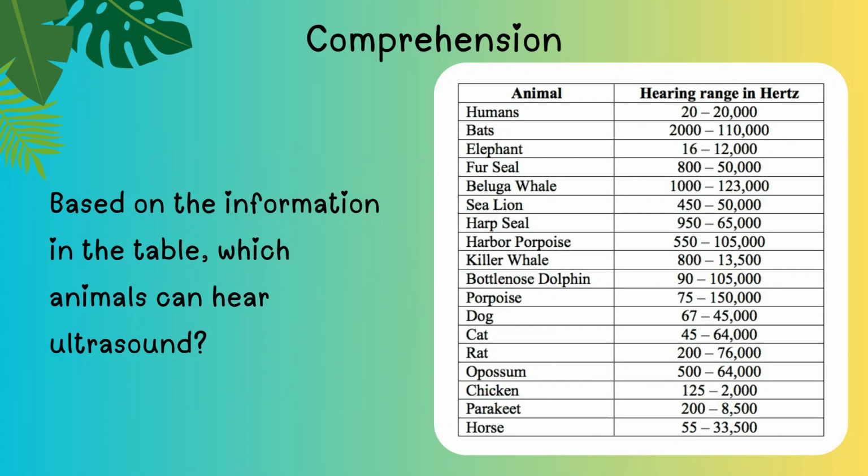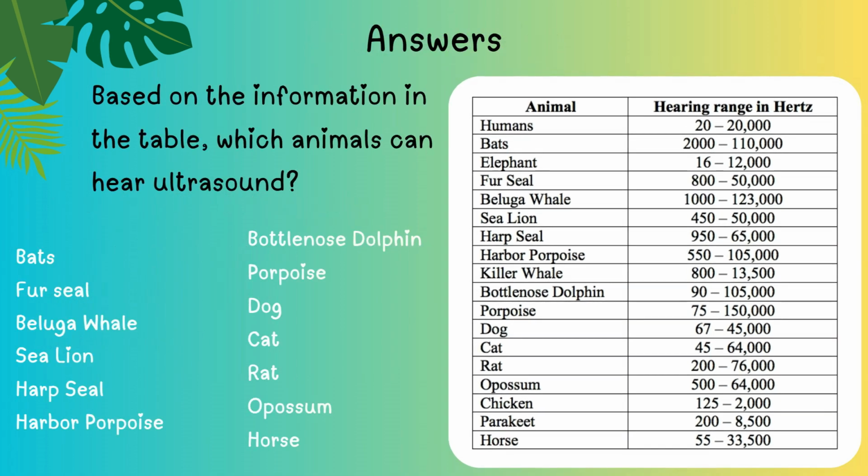Based on the information in the table, which animals can hear ultrasound? Based on the information on bats, fur seals, beluga whales, sea lions, harp seals, harbor porpoises, bottlenose dolphins, porpoises, dogs, cats, rats, opossums, and horses can hear ultrasound.